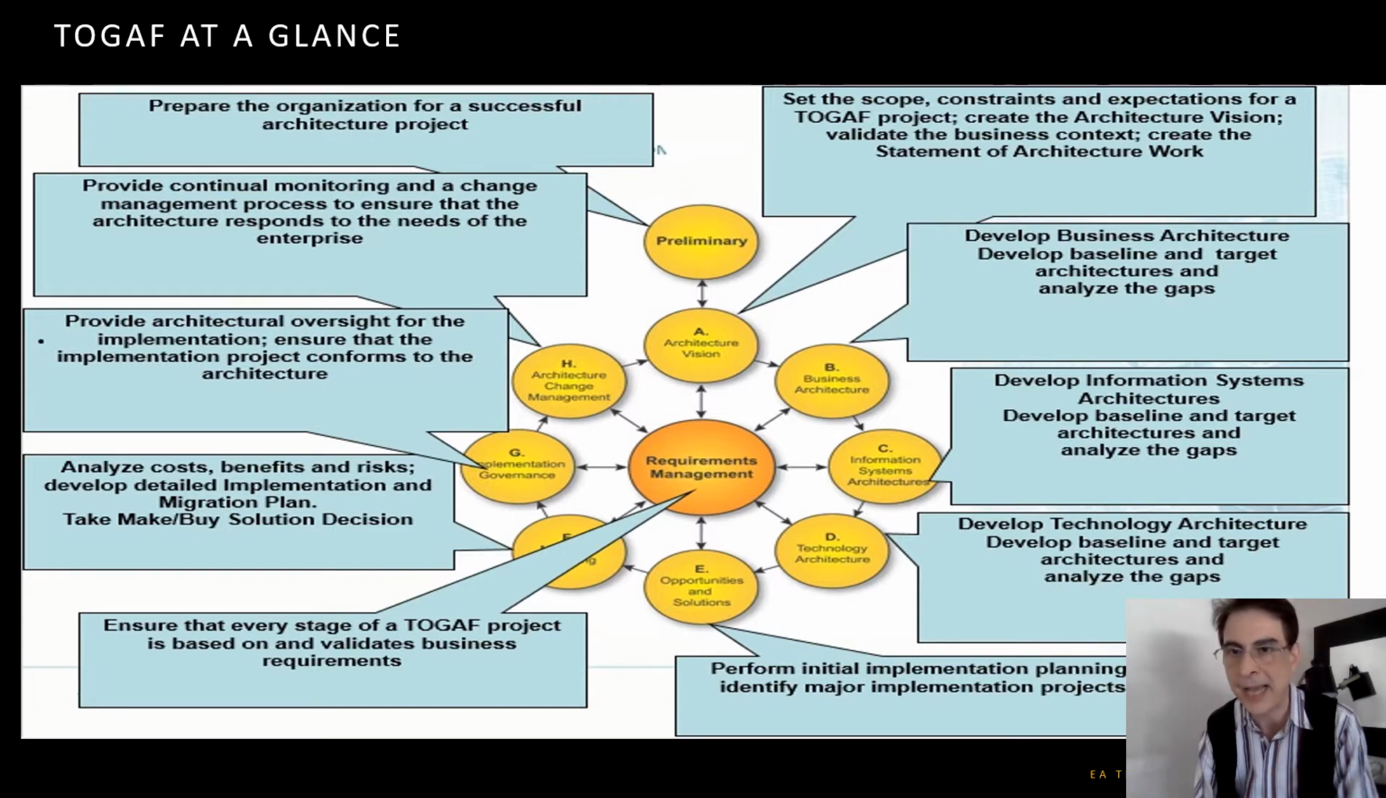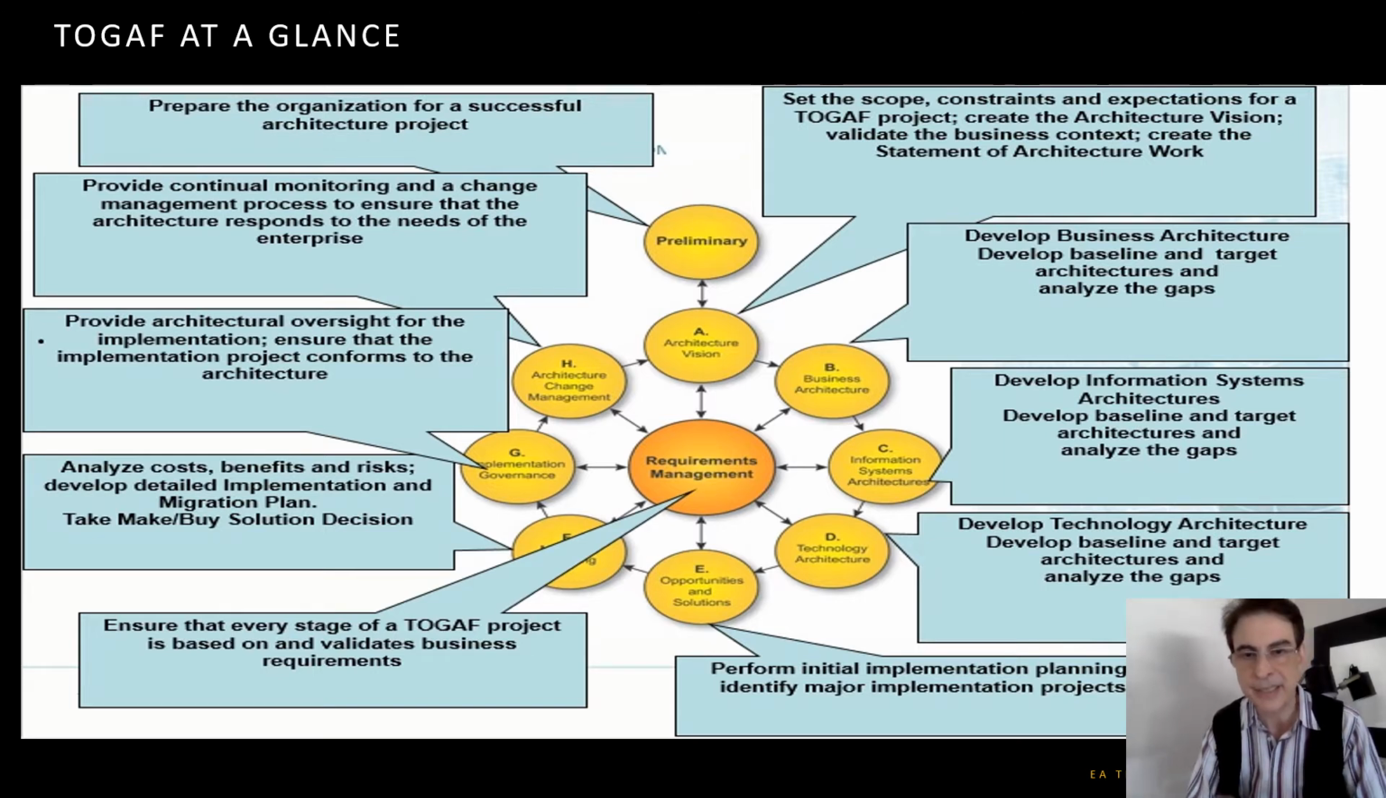Then we have the two modules, which are information system architecture and technology architecture. Both of them look at developing and baselining current and target architecture for data, application, and technology. So moving on after this, TOGAF looks at opportunities and solutions. In here, we perform initial implementation planning and identify which are the key main implementation projects.